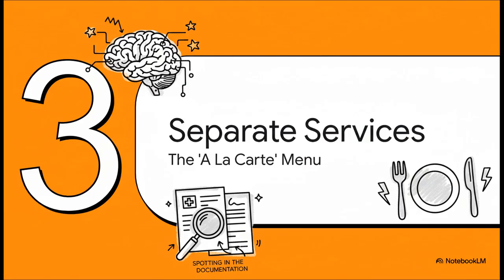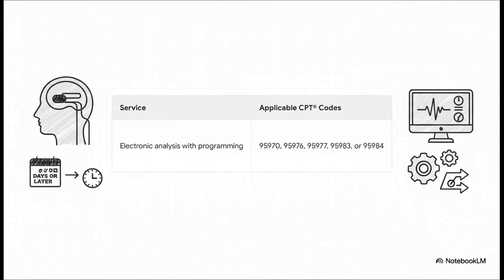Okay, let's talk about that a la carte menu. These are the services you can and should code for separately. As a coder, your job is to be a detective and spot these in the operative report. A perfect example is any programming or analysis that happens after the surgery is over. The patient goes home, then comes back for a follow-up to get the device fine-tuned. That's a totally separate encounter, a different time, a different service. So of course, it gets its own set of codes. If you see this documented, that's your cue to bill for it.